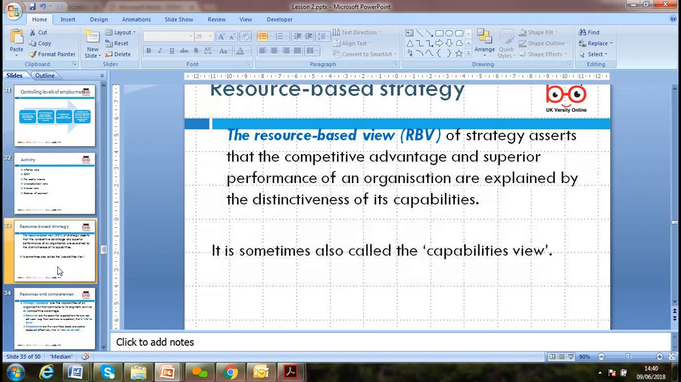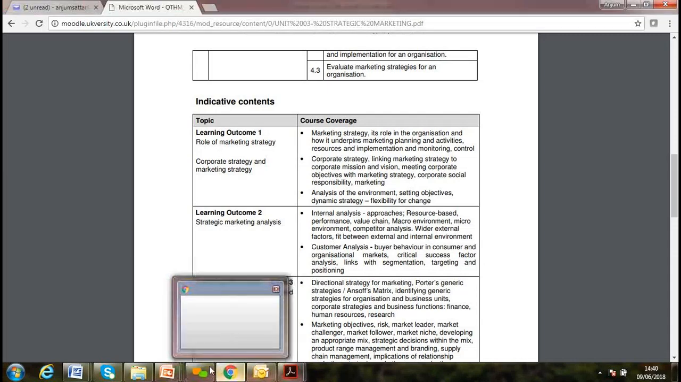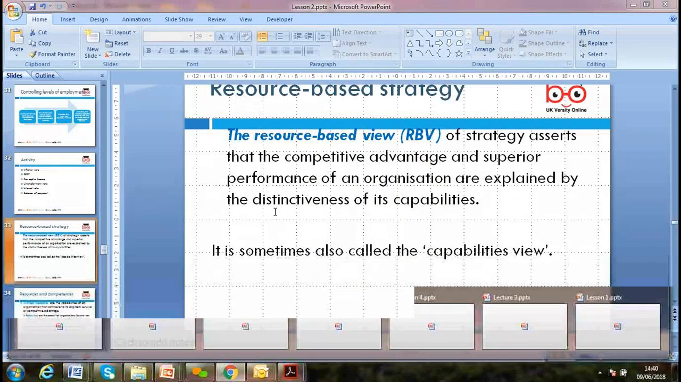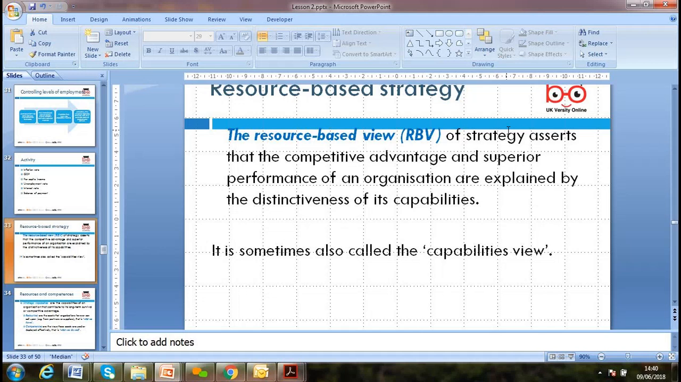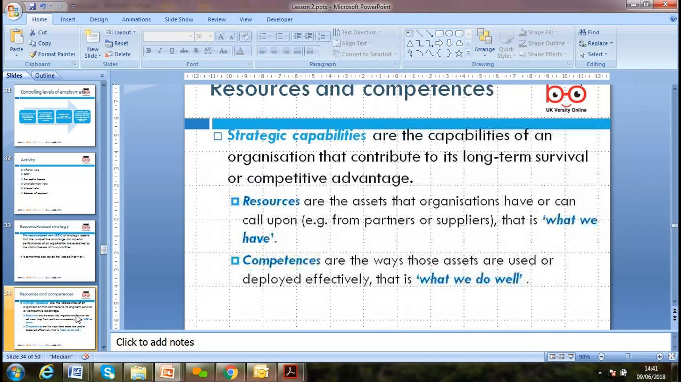Okay, next, according to the assignment, it's called the resource-based review. The resource-based review is a strategy of the company, where the competitive advantage and superior performance of an organization are explained by the distinctiveness of its capability. So we are capable like Apple iPhone, by using fewer resources, generating more profit. That all comes under the resource-based review, which has three sources.